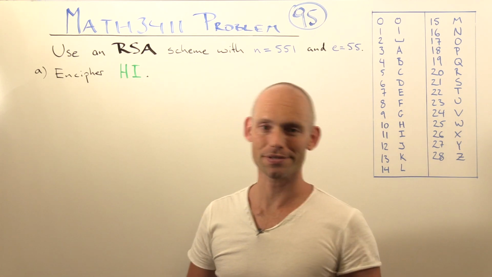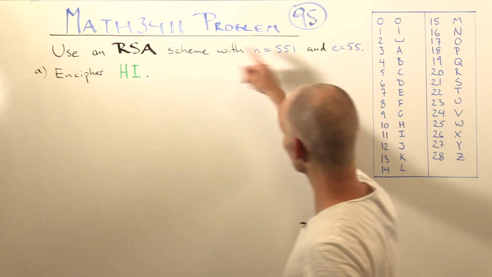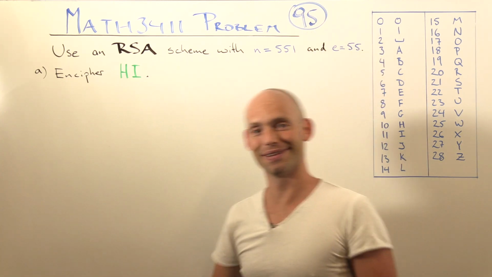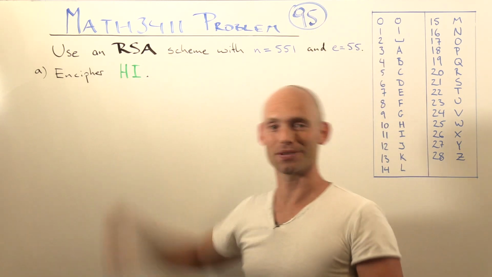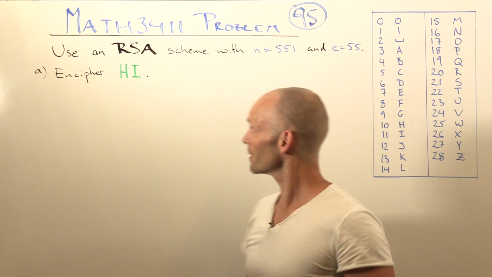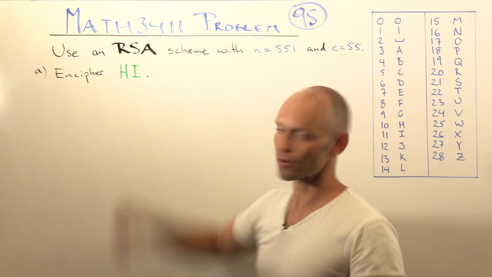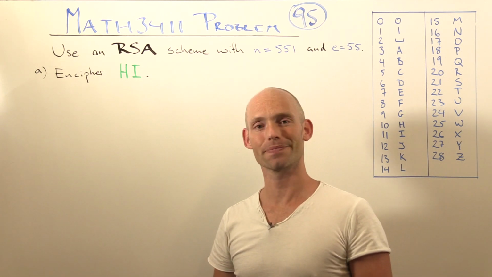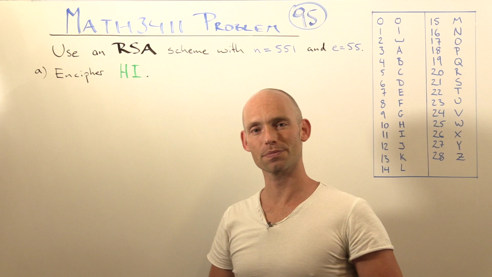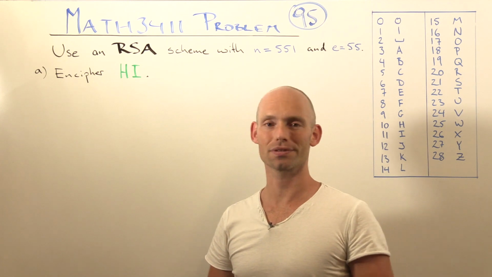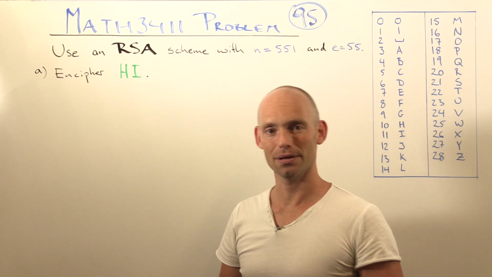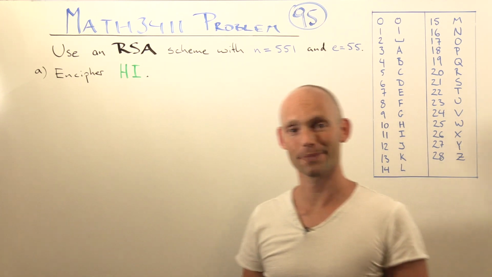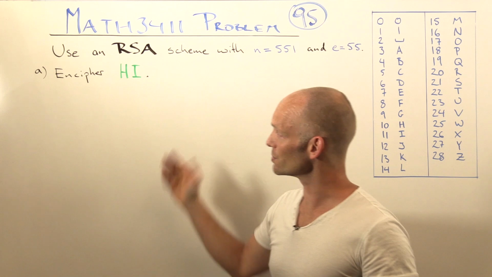My name is Thomas Britz, and I'd like to look at problem 95 and show you the solutions. This is from the course 3411, and this problem is about RSA encryption. This is a very well-known and very well-used encryption scheme, and although it's been around for quite a while and is used quite a lot, it's a very simple scheme. Mathematically speaking, it's extremely simple, and it's quite easy to use as well.